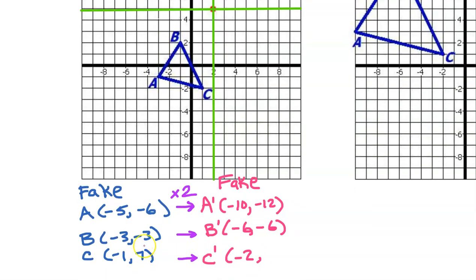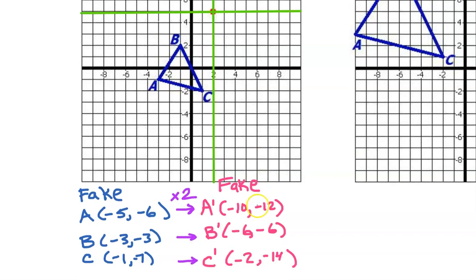Wait, that should be -7. I knew that was about to be wrong. Point C was left 1 and down 7, so this was -7. Okay, that makes more sense. So -2, -14.